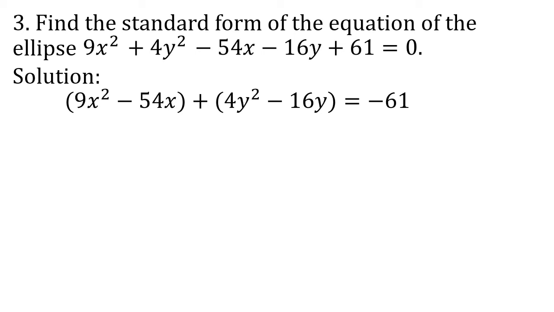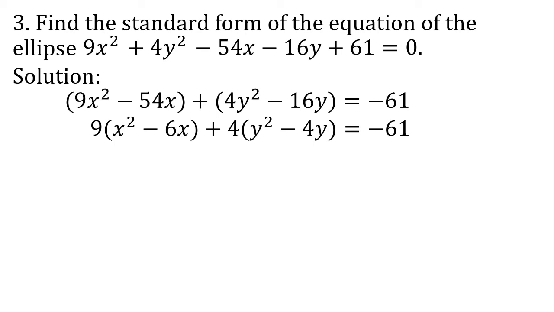Okay, then let's continue. Factor out the greatest common factor of 9x squared minus 54x and 4y squared minus 16y. In 9x squared minus 54x, the common constant factor is 9. And then in 4y squared minus 16y, factor out 4. Now we have 9 times x squared minus 6x plus 4 times y squared minus 4y equals negative 61.